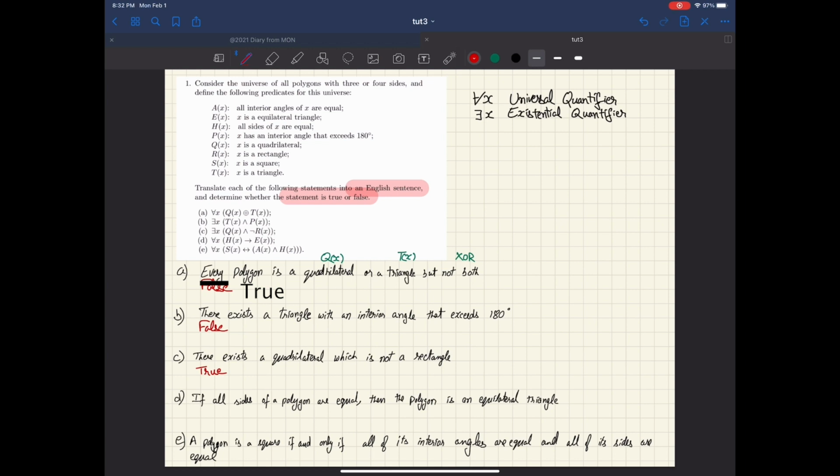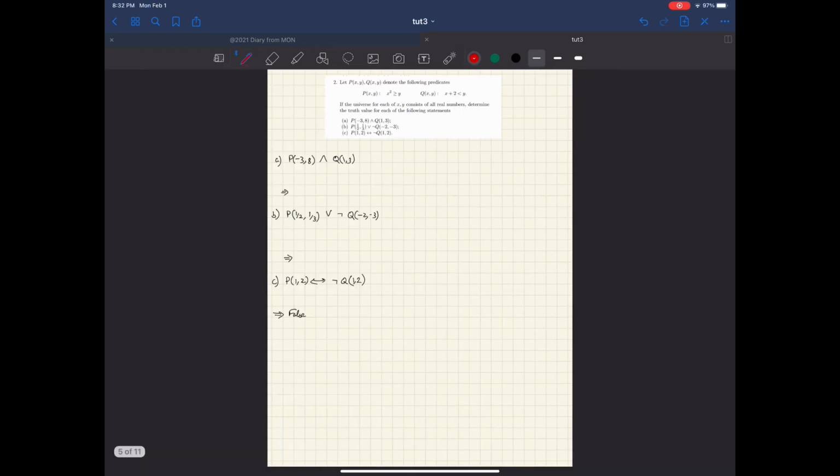But since our universe has polygons of 3 or 4 sides, if your polygon had 4 sides, and since all the sides were equal, it will become a square. Hence, this is false. The last part is a polygon is a square if and only if all of its interior angles are equal and all of its sides are equal. Again, if we had an equilateral triangle, it will have all equal sides and the angles would be 60 degrees each. Therefore, this is false as well. So this was our first question.